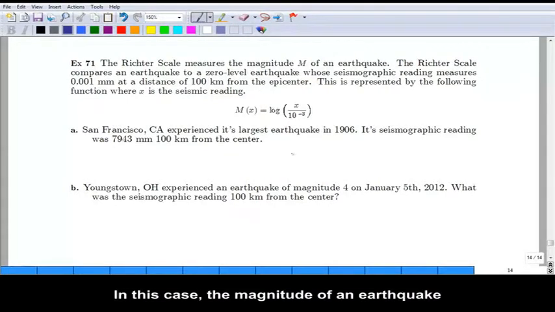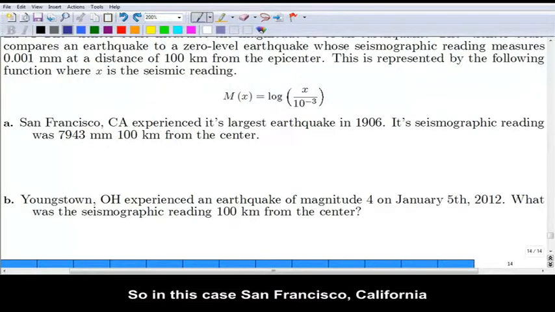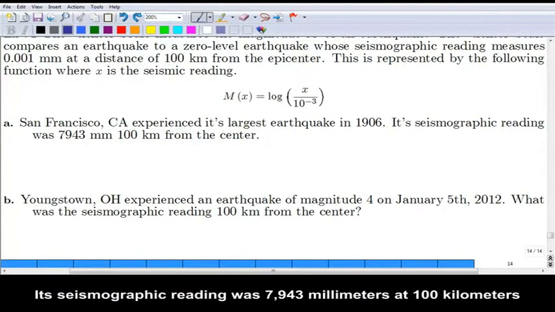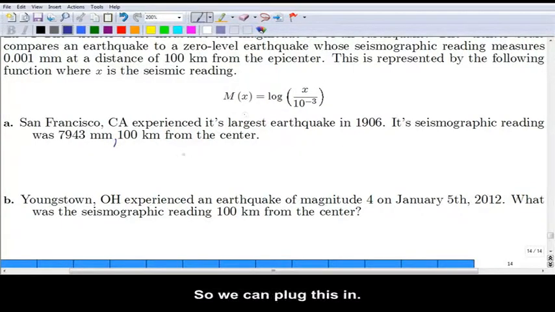In this case, the magnitude of an earthquake is equal to log of the fraction x divided by 10 to the negative third. So, in this case, San Francisco, California experienced its largest earthquake in 1906. Its seismographic reading was 7,943 millimeters at 100 kilometers from the epicenter. So again, this is our x, this is our seismographic reading. So we can plug this in.